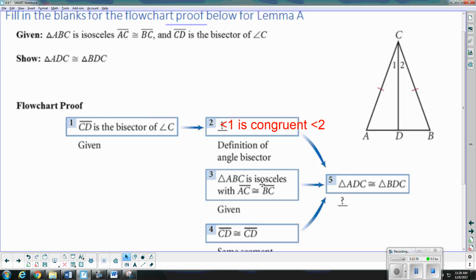So we also know that it's an isosceles triangle because that was given. So now we can say that CD is congruent to CD because it's the same segment. So we're looking at this line here. Okay, so if we know it's the same segment, then we can show that the triangles are congruent. So we have a side, an angle, and a side.